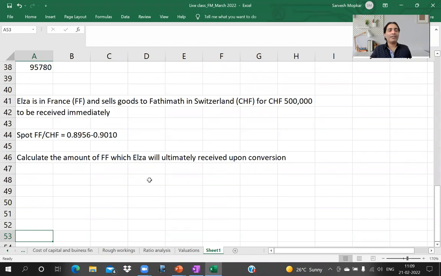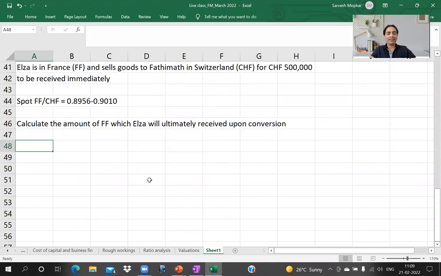Can you draw a diagram for this, Elsa Fatima? Elsa Fatima question. Draw the diagram yourself and let me know what rate should I pick up. So you have to draw a diagram, Elsa and bank. Don't draw Elsa and Fatima, because the question is from Elsa's perspective and she's going to convert it with the bank. So Elsa and bank are the two parties in the conversion. Bank is always a party.